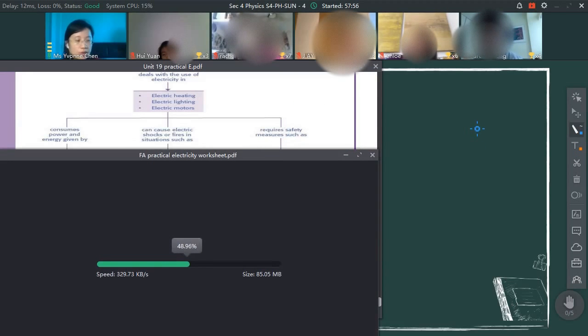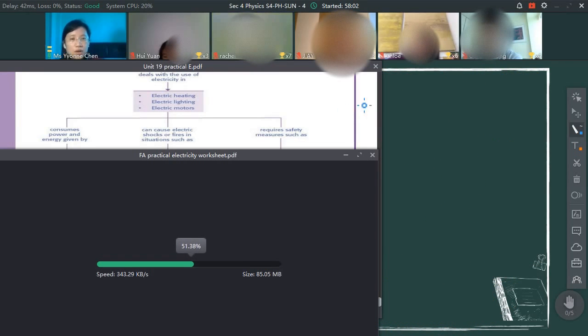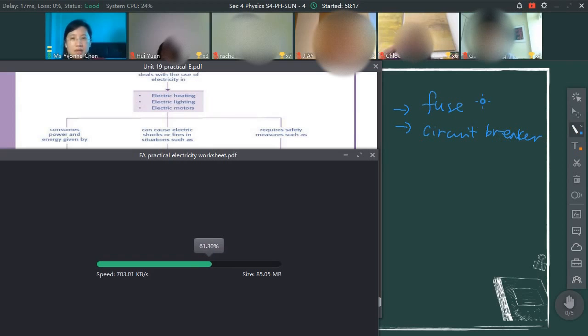So now we do a very quick summary of what we have covered just now. We talked about safe use of electricity. We talked about the fuse and the circuit breaker. Anything else we talked about just now? Guiyuan, just now we discussed other safety devices for practical electricity besides the fuse and circuit breaker. Anything else? Earth wire. Okay, good. Thank you.